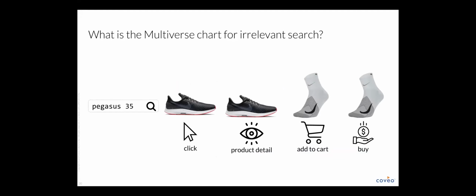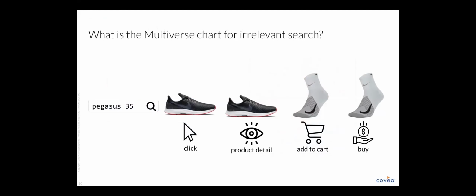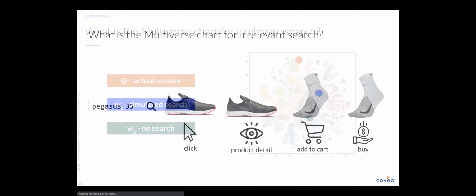He clicks on the result, goes on and browses the details of this pair of shoes. But then he actually added to cart and bought a pair of socks. Okay. So what happens when we build the multiverse chart for this irrelevant search event? I guess we can all agree that this is an irrelevant case, right? The user searched for a very specific pair of shoes. He browses that, but then he goes off and buys something completely else.